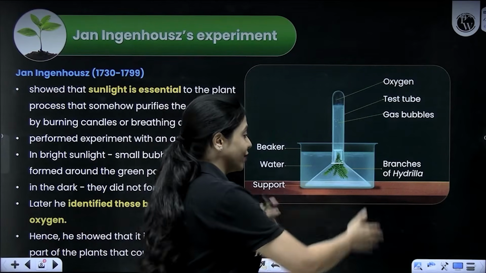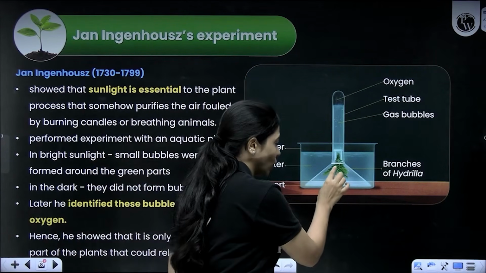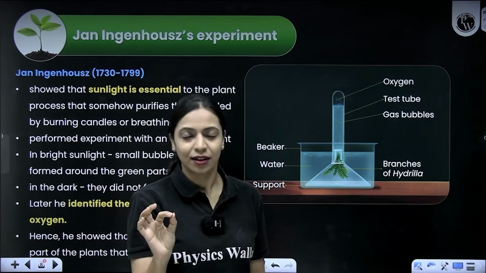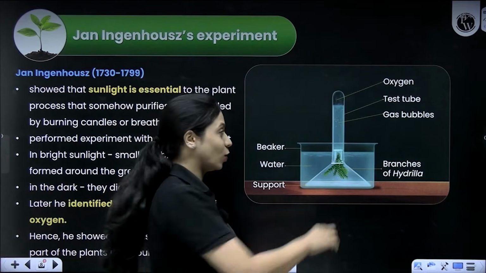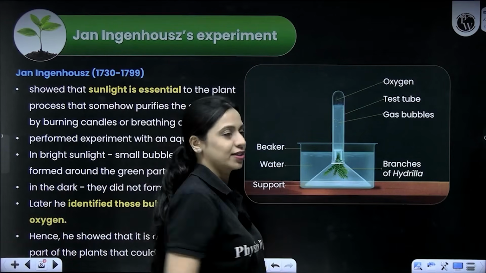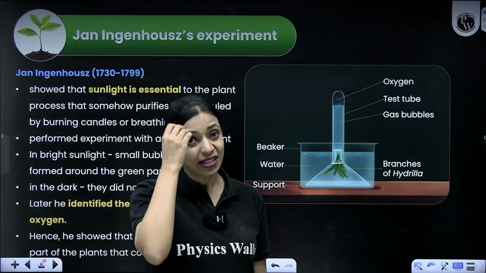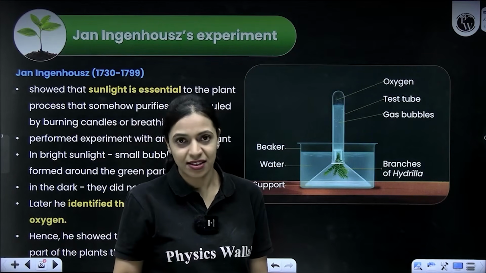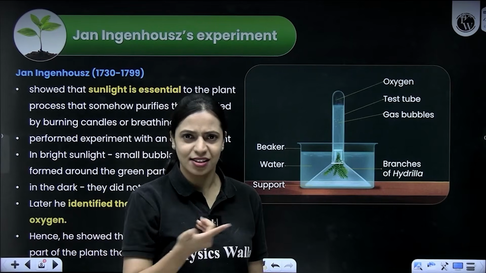He noticed that every time this setup is kept in the sunlight, tiny bubbles appear on the plant. They also get accumulated at the base, in this case, of this particular test tube. And when checked later, they are identified as oxygen. But when they place the exact same setup in darkness, oxygen will not get produced. Those bubbles will not form. You can test this also.